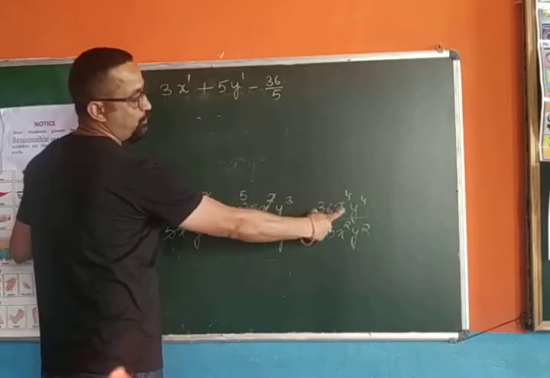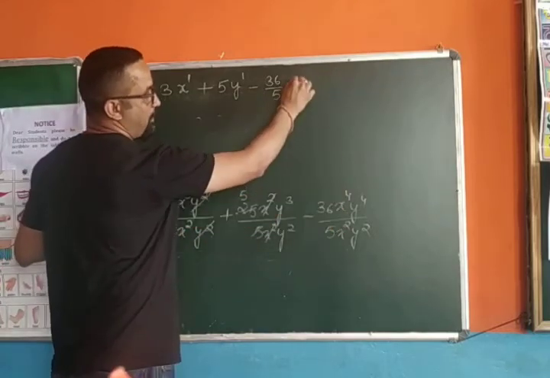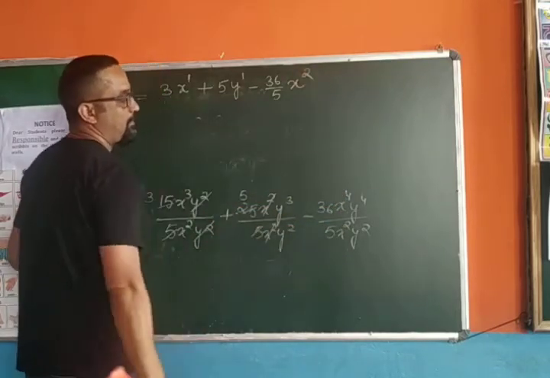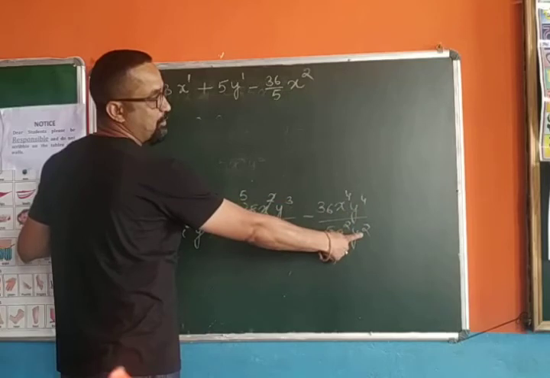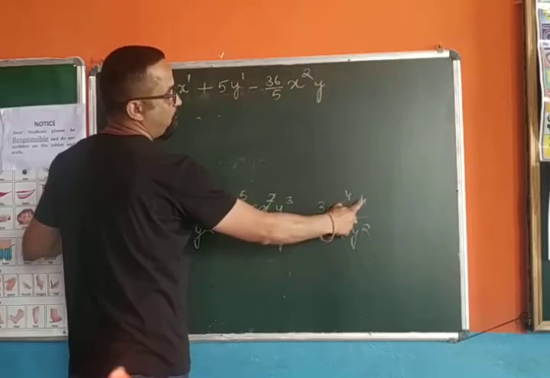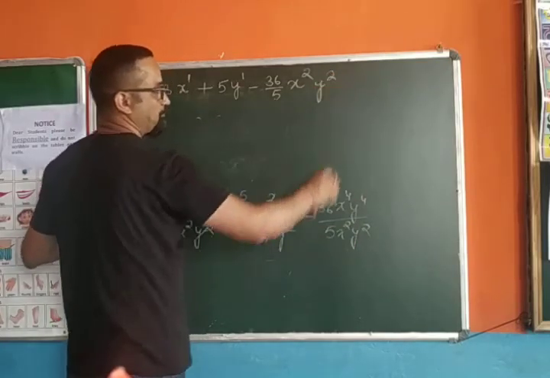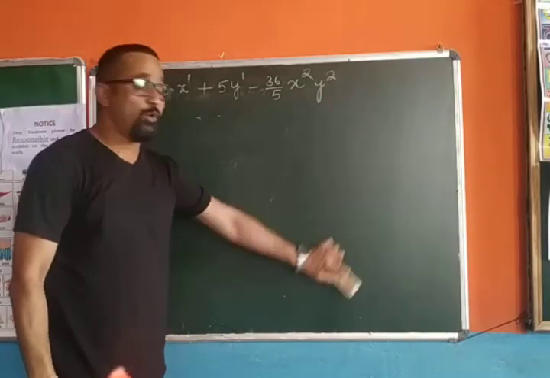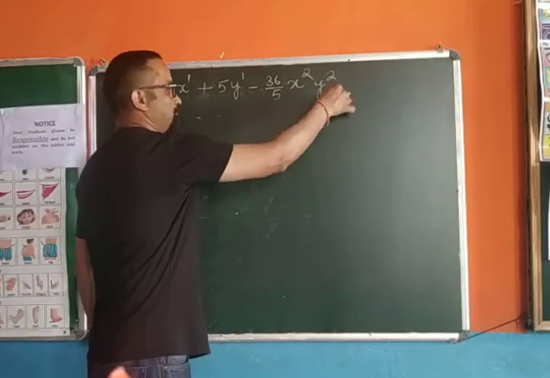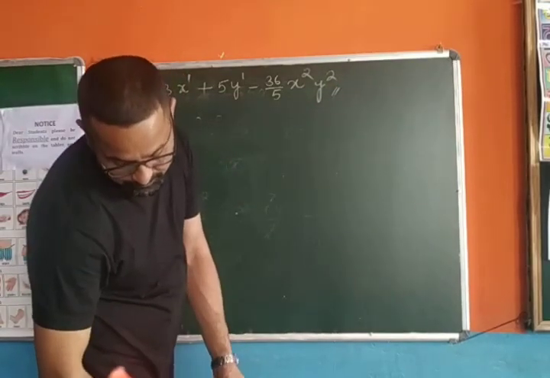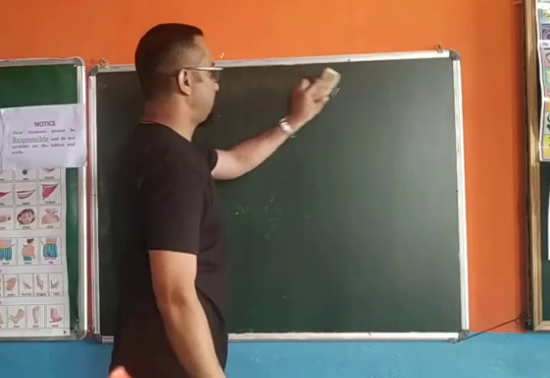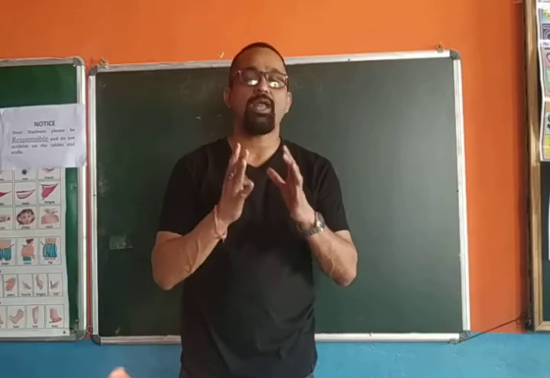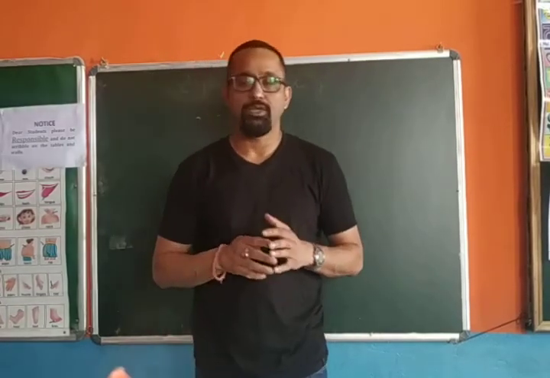x to the power of 4, 2. Greater power x. 4 minus 2 is 2. Greater power for y, smaller power, you write y. 4 minus 2 is 2. This is the divided value of polynomial with monomial. So please do watch it carefully and apply the formula which I gave.